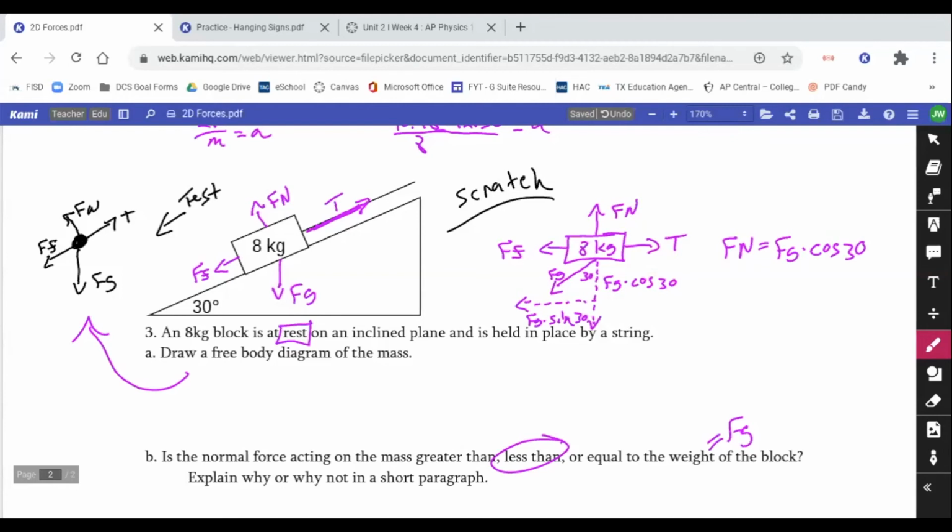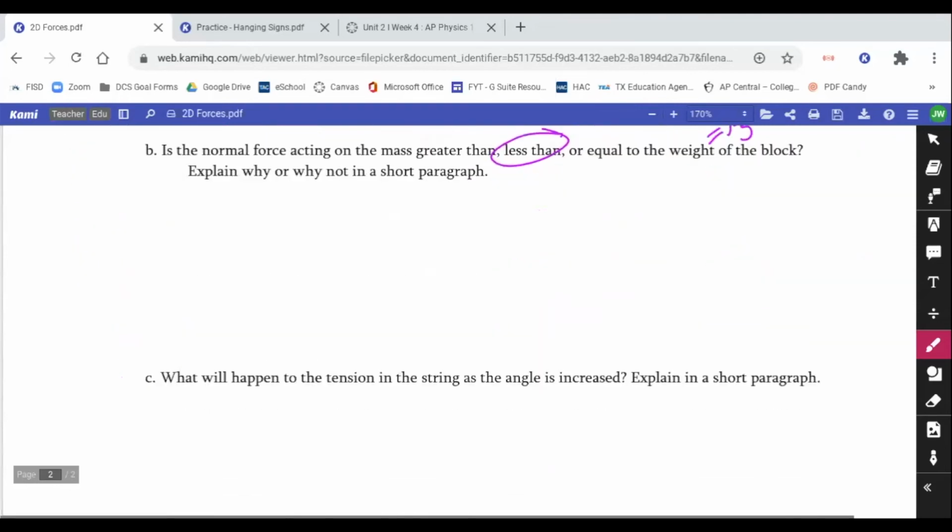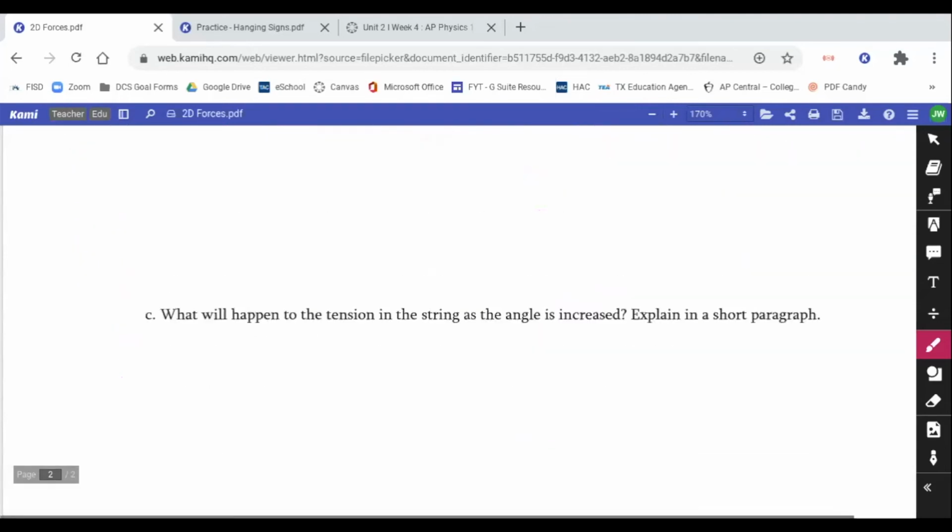Part of Fg is pulling down the hill, part of Fg is pushing down into the hill. So in this case, force normal acting on the mass is less than the weight of the block because it's equal to just one component of the weight, not the entire weight. That was really good, very good. I think there's only one more question on this whole worksheet. Let me just scroll and make sure. Yeah, that's true.